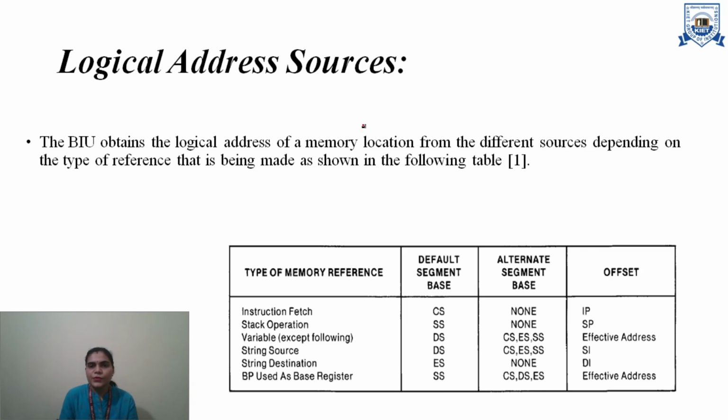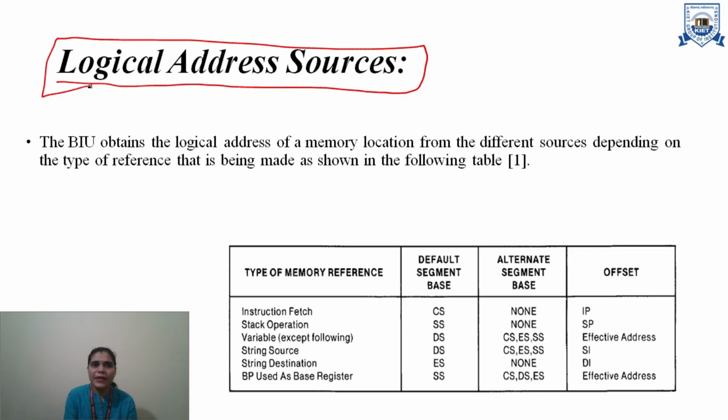Logical address sources. We have 4 kinds of segments: code segment, data segment, extra segment, and stack segment. And we have a segment register to store the starting address of a particular segment. How is the logical address defined by different sources? The bus interface unit obtains the logical address of a memory location from different sources. And these sources are defined in this table.